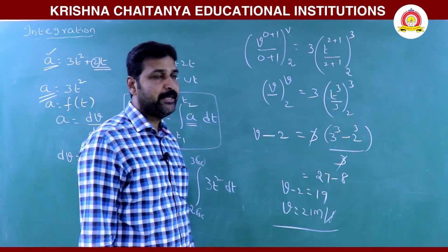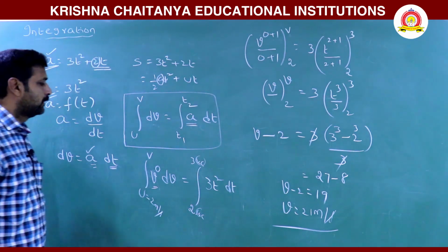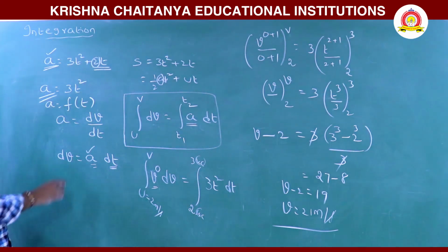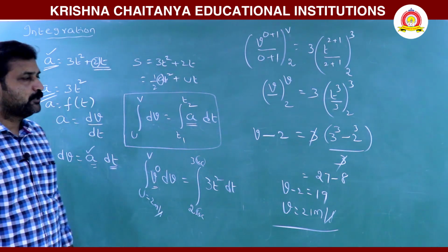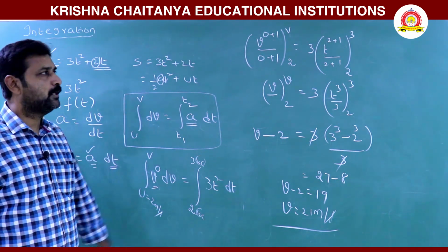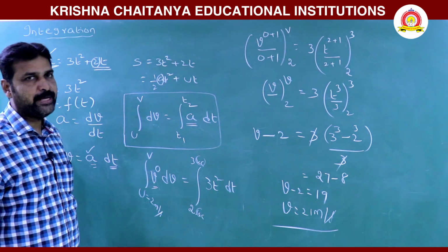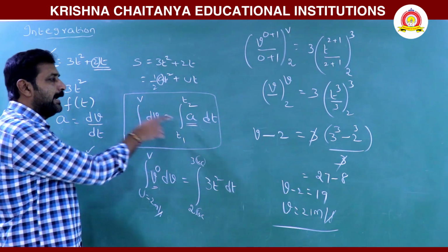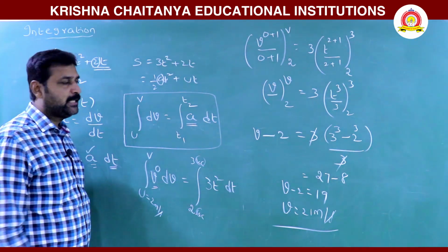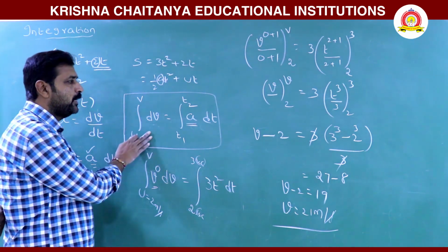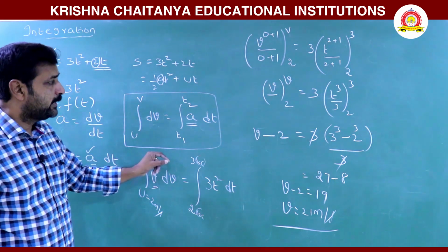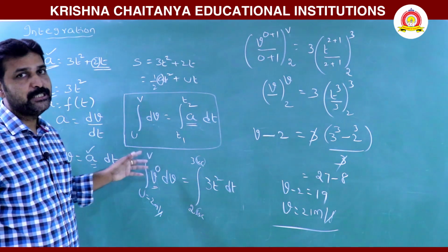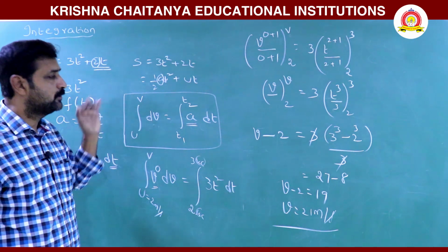Once again I will repeat this. This is the formula which is a replacement of v is equal to u plus at when acceleration is time dependent. Acceleration is not constant, then only you have to use this one. If acceleration is constant, we can derive v is equal to u plus at from this also.